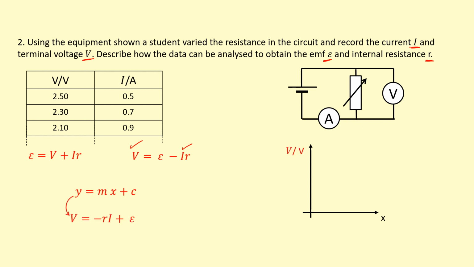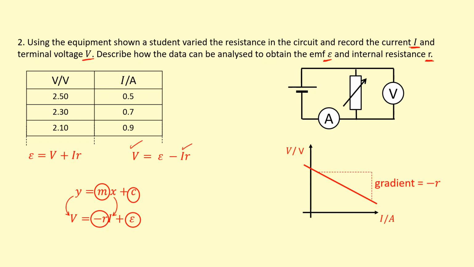The reason is because I'm going to plot the terminal voltage on the y-axis, and on the x-axis I can plot the current. And so I'm going to get a straight line with a negative gradient. Negative gradient because the thing that's multiplying the x is minus r. Okay, so that's going to be our gradient, and we're going to have a y-intercept, which is the EMF.